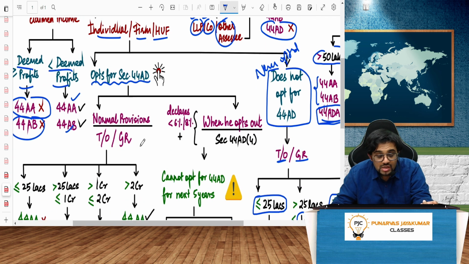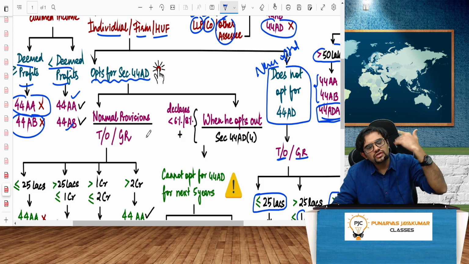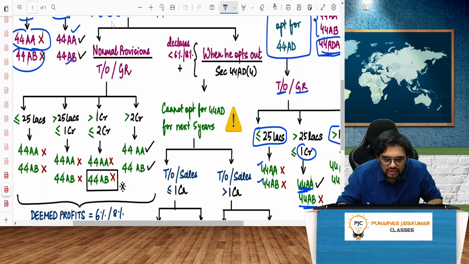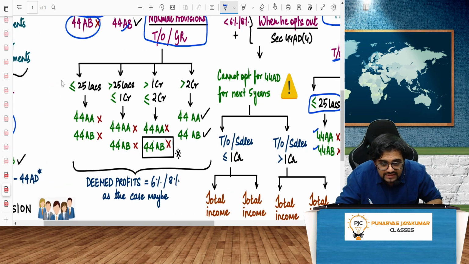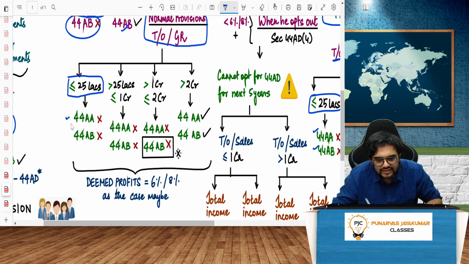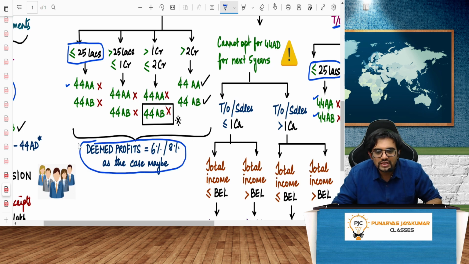Now, if you opt for 44AD, which means you are already doing 44AD, normally you are continuing, no tension, you are going through 44AD, no problem. Now, normal provisions of 44AD, turnover or gross receipts. Now I am combining everything, please concentrate. If it is less than or equal to 25 lakhs, whatever you are claiming, then what I am talking about now is the deemed profits.